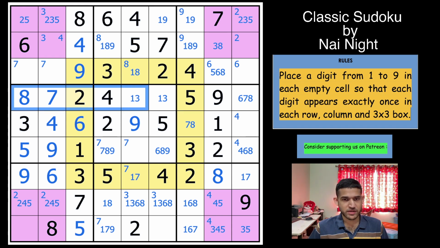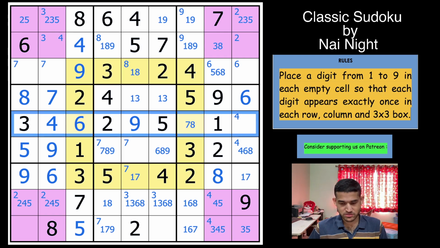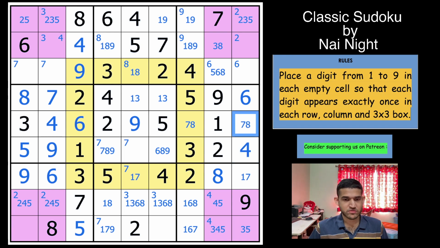And row 4 can be completed, that's a 6. Row 5 can be completed, I think, so this is not a 4, this is a 4, this is 7 or 8. 3, 6, 7, 9, 5 and 8, so this is a 2-4 pair. That becomes 1.